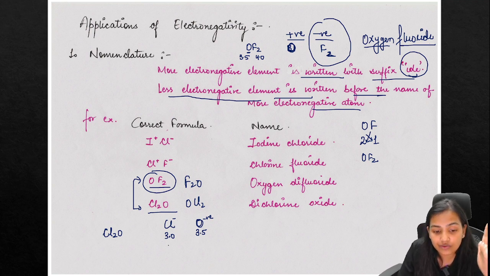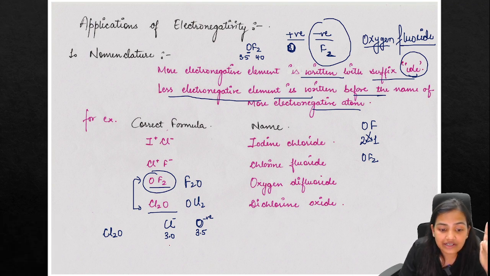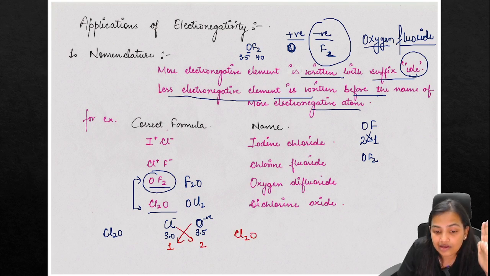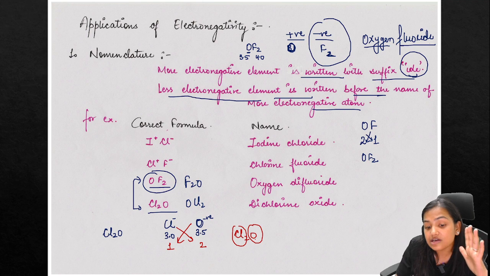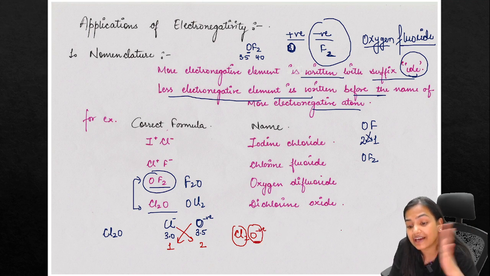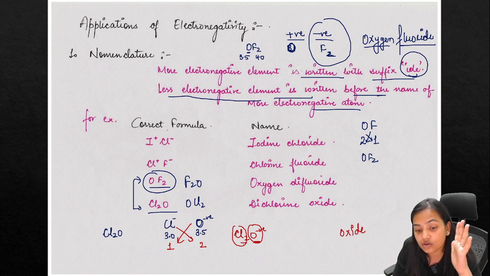Now I can talk about the valency. The valency of chlorine is 1, the valency of oxygen is 2. So when you do the cross multiplication, this comes out to be Cl2O. This is less electronegative and this is more electronegative. So now how to name it? Whenever you have an electronegative species, you have to put -ide. So I will be writing this as oxide, and the chlorine will remain chlorine. So how many chlorine?